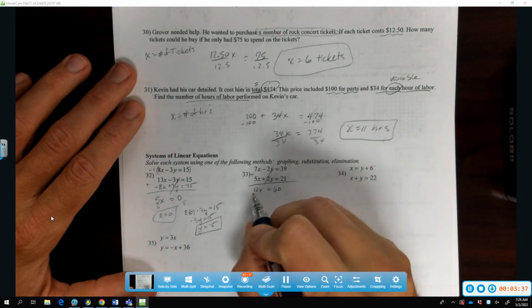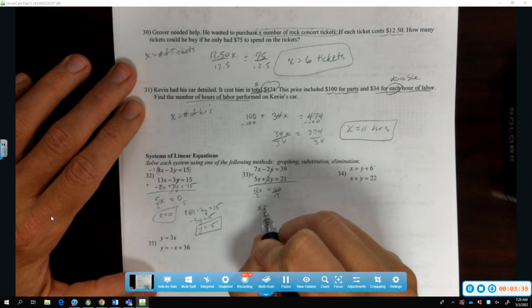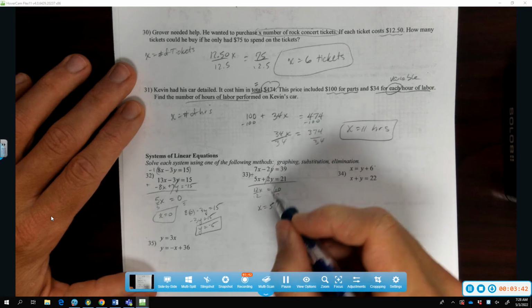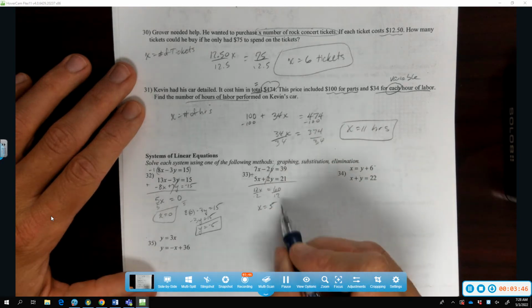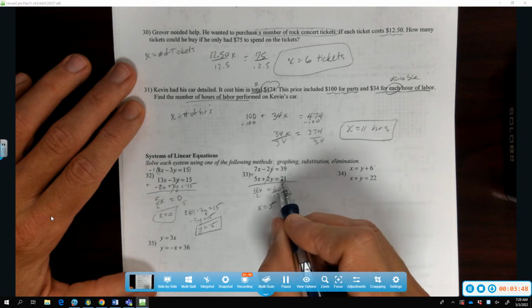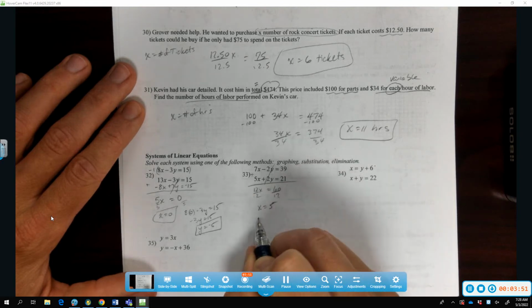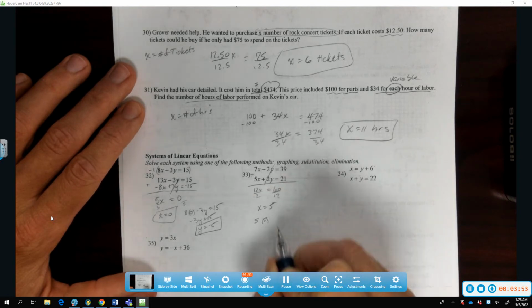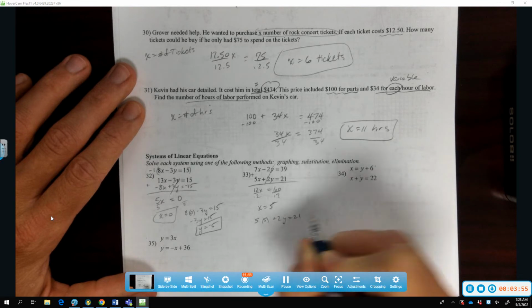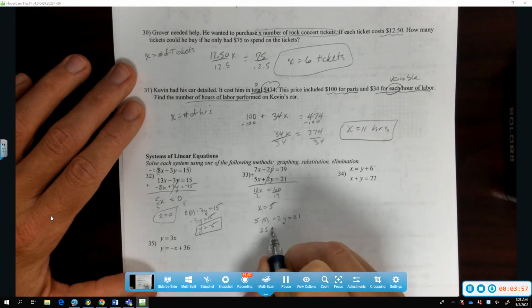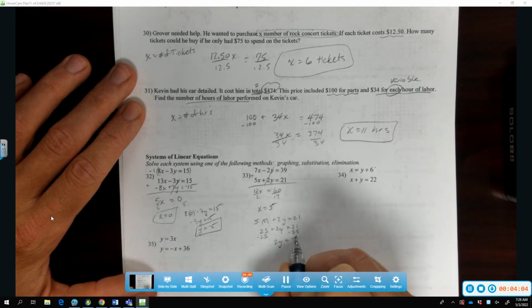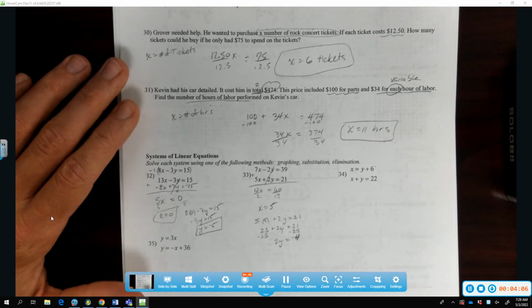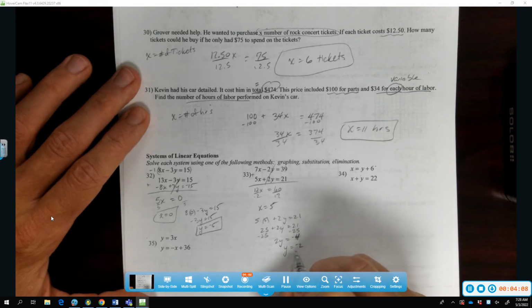So we're going to say divide by 12 on both sides, and we get x is equal to 5. Now, in order to find y, we're going to take this x value and plug it in. So I've got 5x plus 2y equals 21, so 5 times 5, plug in an x, plus 2 times y is equal to 21. 5 times 5 is 25. So we're going to subtract 25 on both sides. 2y is equal to -4. Alright, so then y is equal to -2.